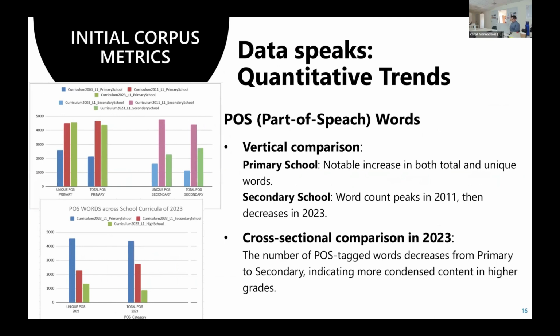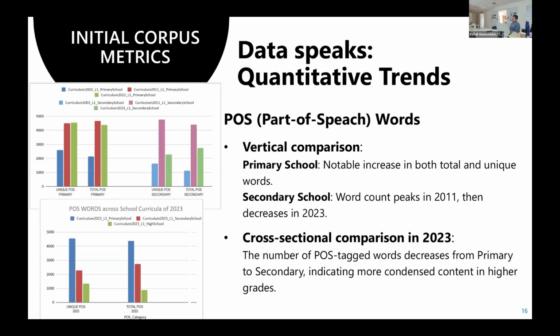We also analyzed the grammatical distribution of the text, the parts of speech. Looking first at the vertical historical comparison, we observed two very distinct trajectories. For primary school, there is a notable continuous increase in both total and unique words across the reforms. It's the two first left bars, unique and total words for primary school, and on the right we have the secondary school.